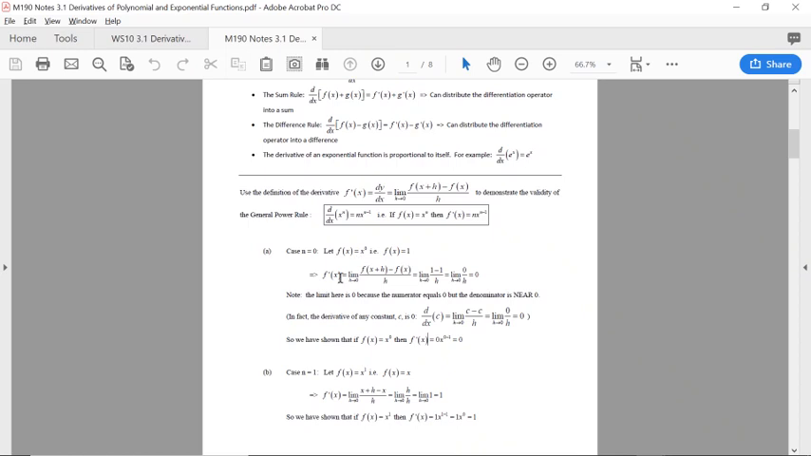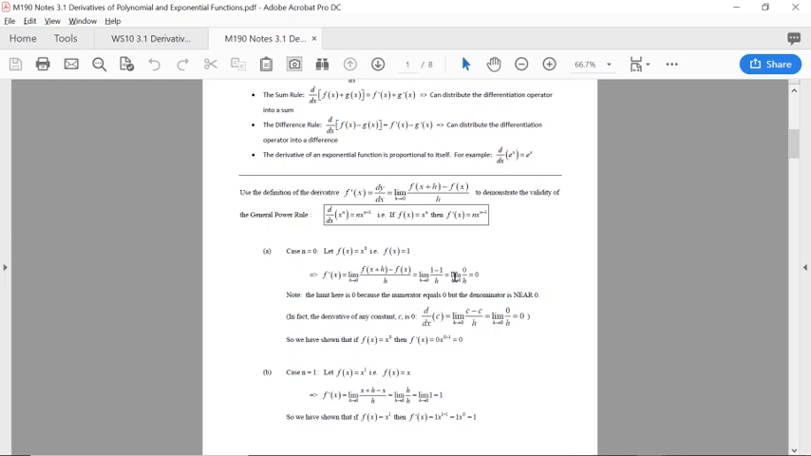Well, then by one of the limit definitions for the derivative, the limit as h goes to 0 of f of x plus h minus f of x over h. Since f of x is equal to the constant 1, then f of x plus h is 1, and f of x is 1, so we get the limit as h goes to 0 of 1 minus 1 over h, which is the same as the limit as h goes to 0 of 0 over h.